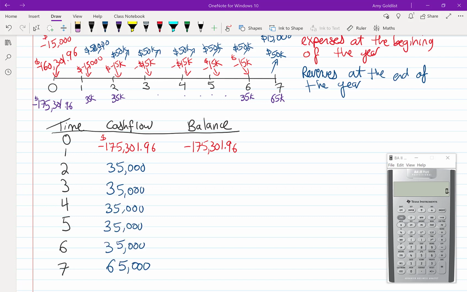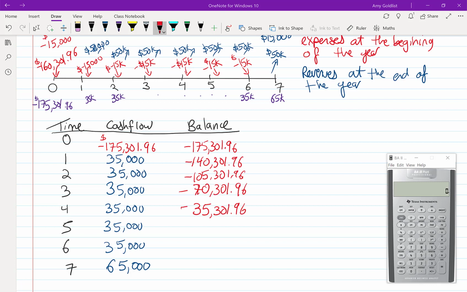while I pause. For every year, all we're doing is taking the balance from, let's say, year 0, and then I'm going to add that 35,000 to it. Negative 175,301.96 plus 35,000 is negative 140,301.96. I paused there, fixed the spacing a little bit, and started filling this out.